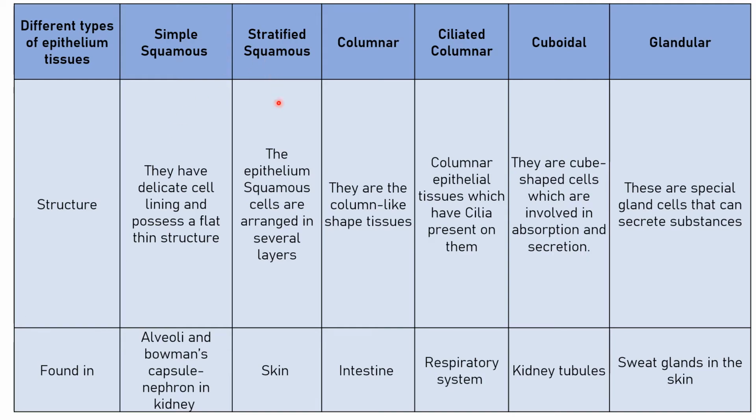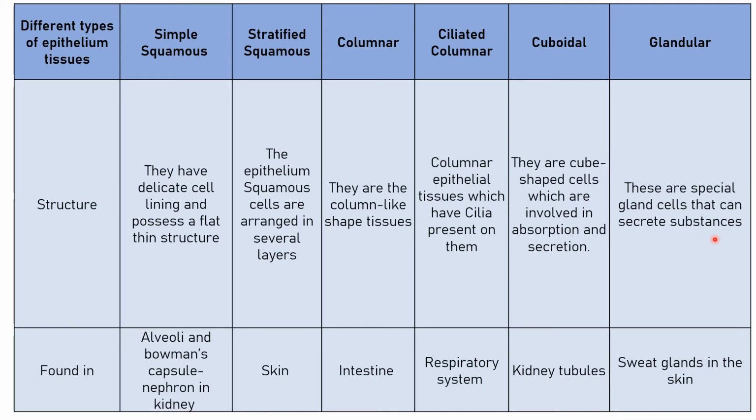Then stratified squamous, these epithelial squamous cells are arranged in several layers, right? We have discussed. Then columnar, they are column-like. Ciliated, they are column-like but they have cilia present on them. Now cuboidal, they are cube-shaped cells which are involved in absorption and secretion. So this is a very important point, involved in absorption and secretion, because you don't have to learn cube shape, it is very obvious from the name. Glandular, right? So glandular, that means they are forming glands, and what is the function of the gland?